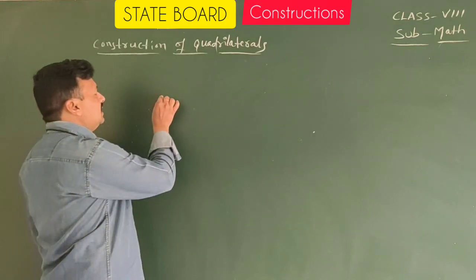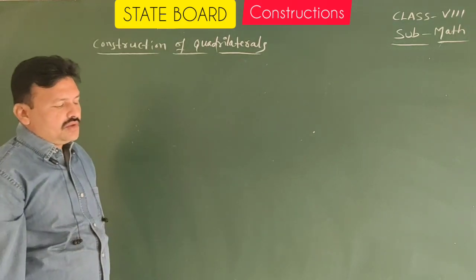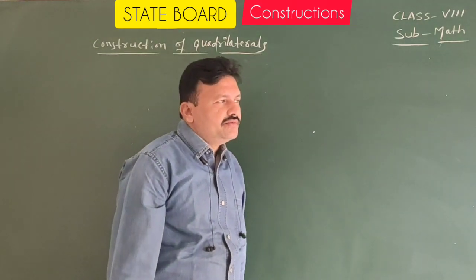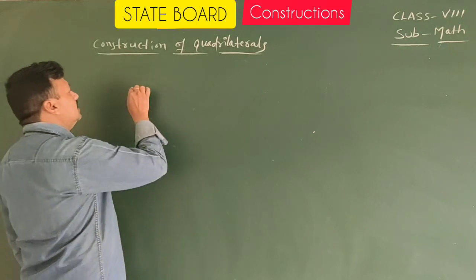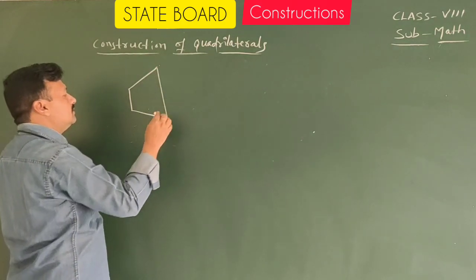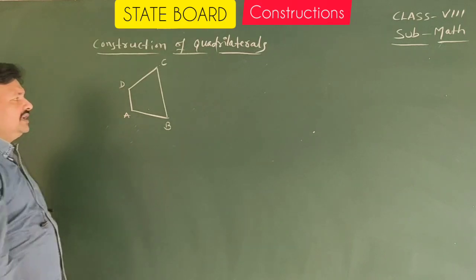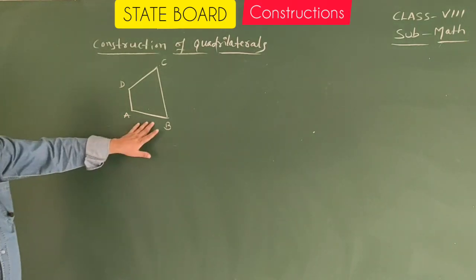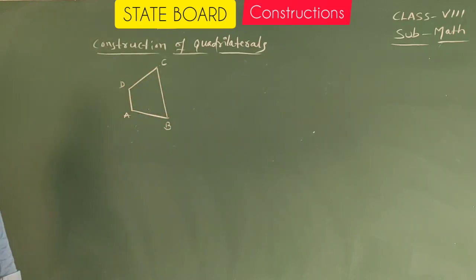A quadrilateral is a polygon bounded by 4 line segments. Otherwise, simple closed figure bounded by 4 line segments is known as a quadrilateral. Here, consider ABCD is a quadrilateral because it is bounded by 4 line segments. It has 4 sides and 2 diagonals and 4 angles. In total, 10 parts it has.